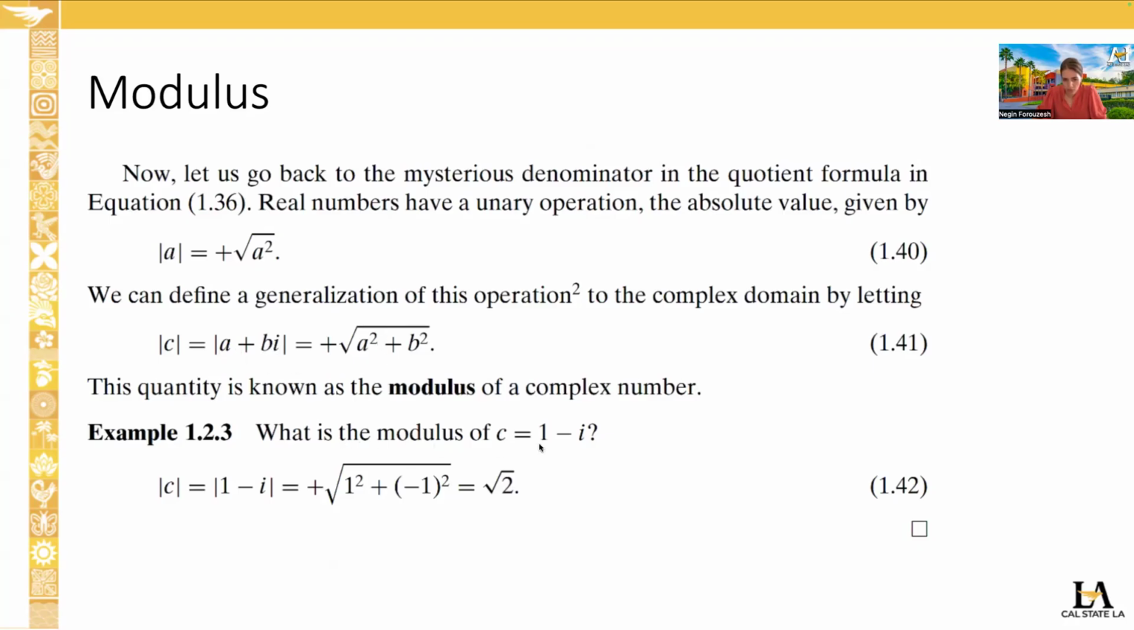So if you have a complex number like this, its modulus, and as we shall see later, the length of the corresponding vector will be, we have this positive sign, just to make sure that we are not messing up with the signs. And then we have 1 squared, or a squared, plus b squared. And b in here is -1. So -1 squared is 1. So it's going to be square root of 2.